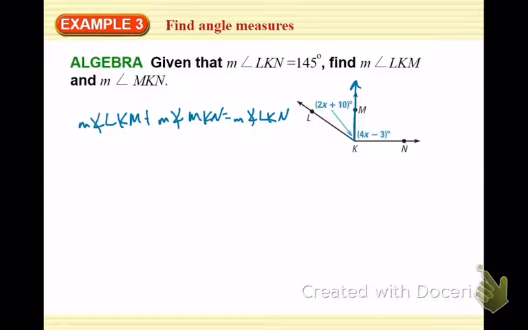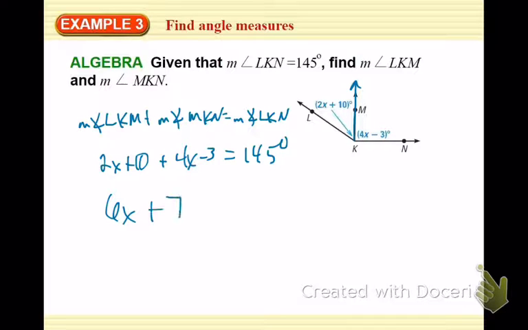Now we just fill in what we know for each angle. Angle LKM is 2x plus 10. MKN is 4x minus 3. So we're going to add those two together. LKN is 145 degrees. There's your equation that you're going to want to go solve for. So you get 6x plus 7 equals 145.